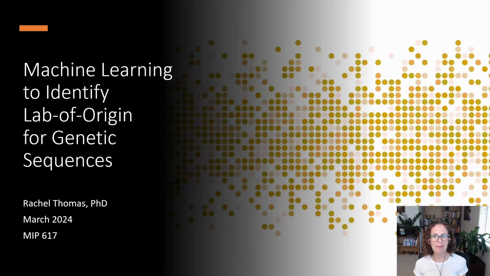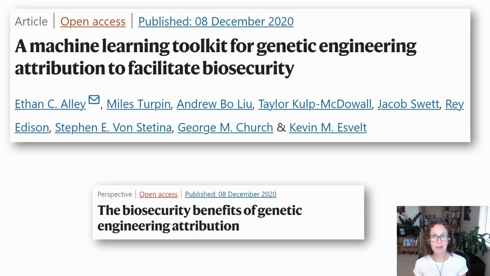Hi, my name is Rachel Thomas, and I'm going to be speaking about using machine learning to identify the lab of origin for genetic sequences. This is based on the paper, A Machine Learning Toolkit for Genetic Engineering Attribution to Facilitate Biosecurity, published in Nature Communications in December 2020.